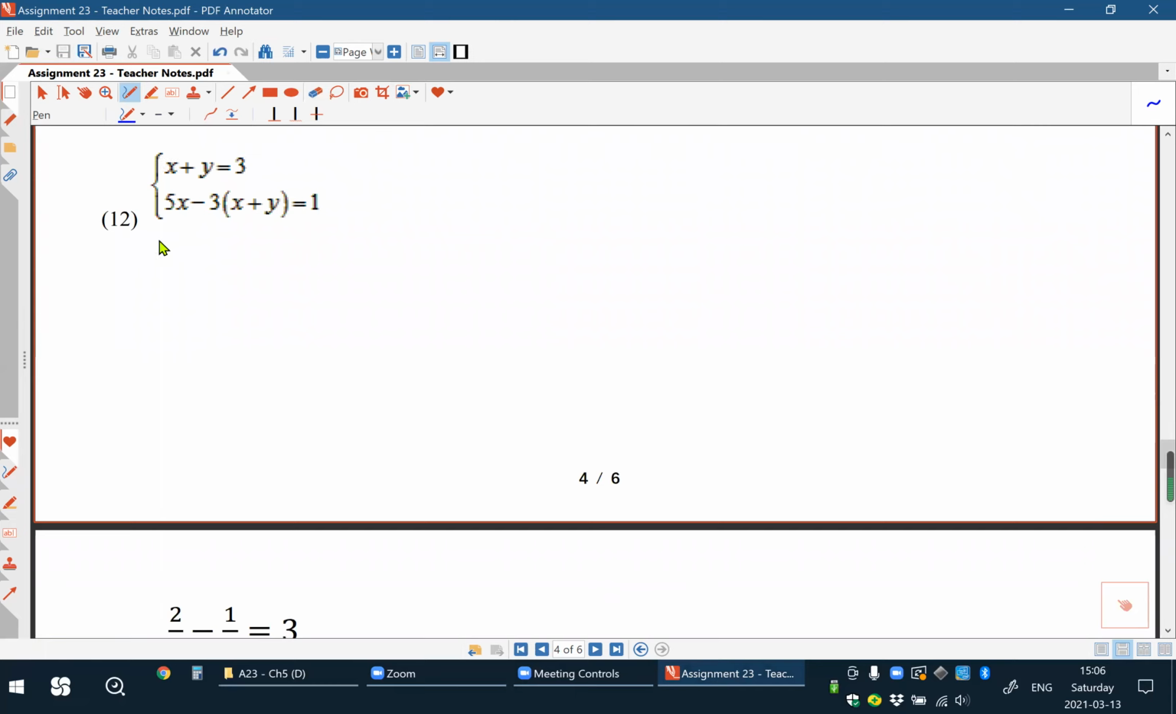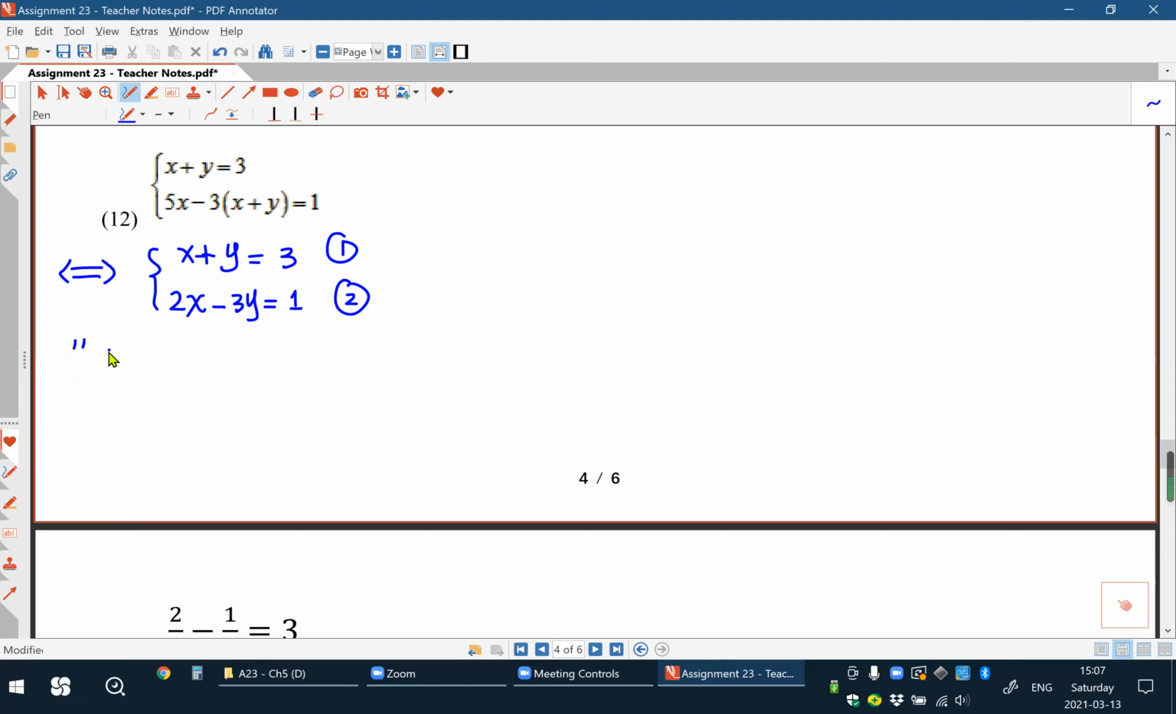Question 12. Okay, again, the second equation is not very neat, right? So let's simplify the second equation first. Just copy the first and simplify the second. The second equation can be simplified to 5x minus 3x is 2x, right? And then minus 3y equals 1. And now they look neat. Let's label them with 1 and 2.